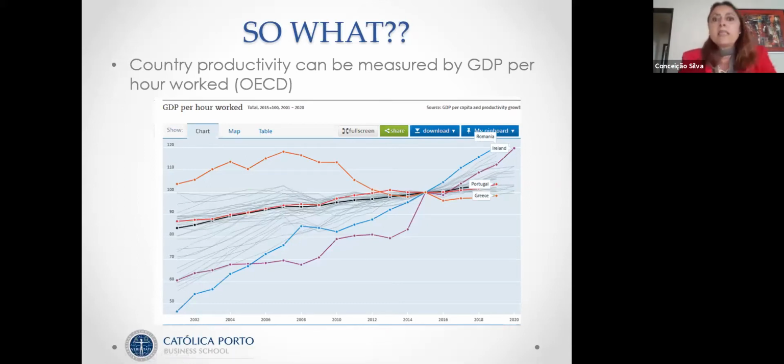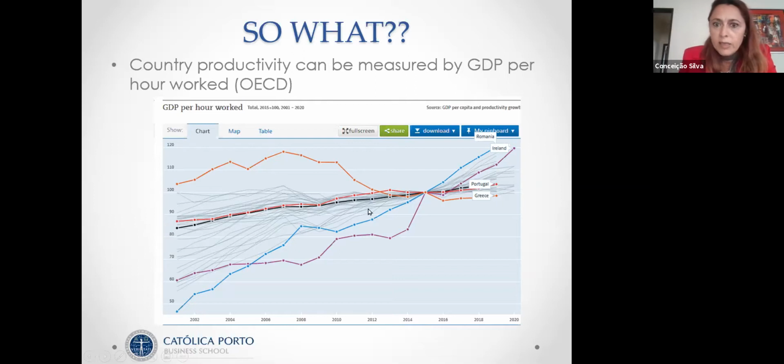We can also assess country productivity, for example, measured by the GDP per hour worked. And we see that in Portugal, in fact, we really need to pay attention to efficiency, productivity, and so on. Because we see countries here like Romania, which is this blue line, which has shown a remarkable increase in productivity as measured by the GDP per hour worked.